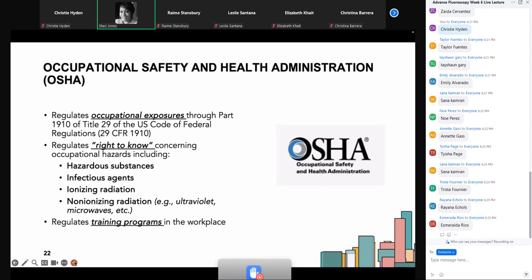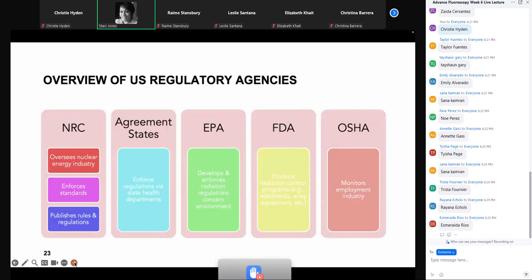It regulates the right to know concerning occupational hazards. So knowing about the hazardous substances that we're around, knowing about infectious agents we're around, knowing about ionizing radiation we're around, and then non-ionizing radiation such as ultraviolet and microwaves. OSHA usually does a lot of training programs in the workforce about safety, your safety environment, and what you're exposed to in that environment.